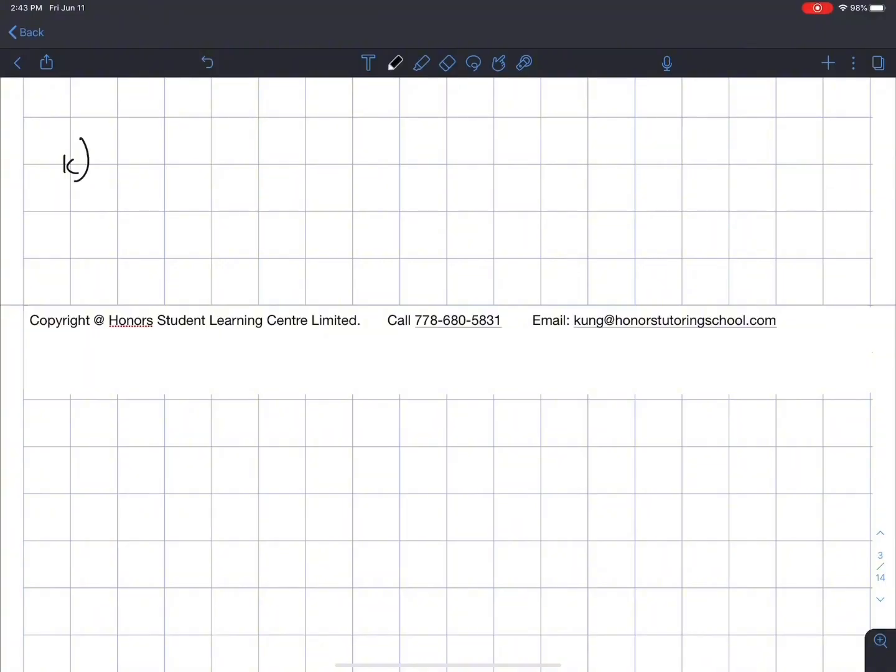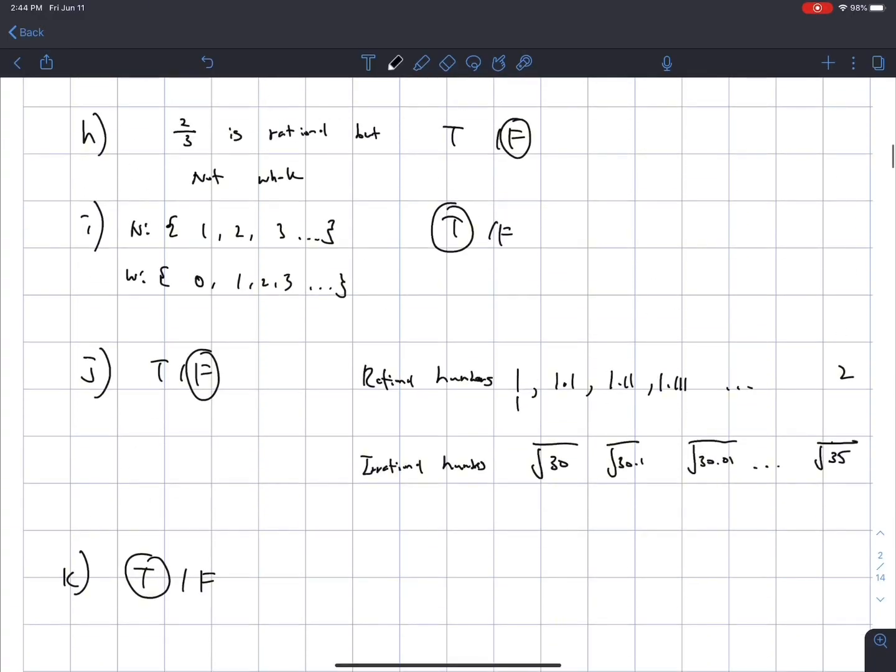Okay. The infinite amount of real number between any two different real number, that's true. Just what we talk about. Right? In between any two real numbers, we can have an infinite amount of real numbers in between them.